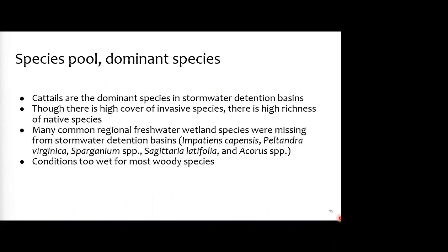Though I did find a high cover of invasive species, there was also an unexpectedly high richness of native species. In the species pool, when I compared what I found in my surveys to what I found in the reference data sets that I collected, I found a lot of the regional freshwater wetland species were missing from stormwater detention basins. And here's a few examples that are very common in the region. And then I also found that conditions were too wet for most woody species. So it's a predominantly herbaceous system.